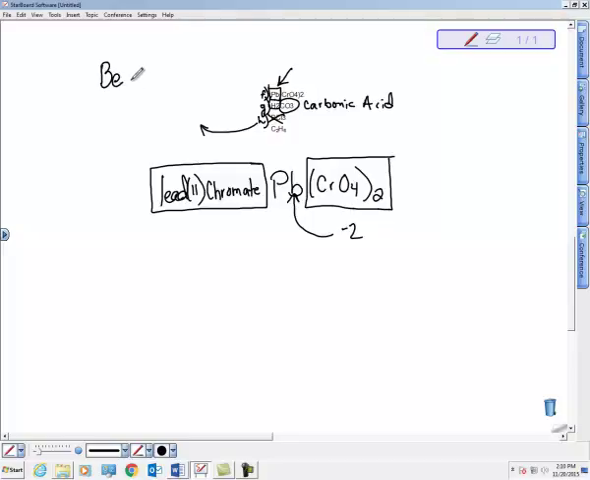Let's do BeCl2. Be is a metal. Now, B was a metalloid. That's why I don't like that question. I would never do that to you on your test. That's why it's a bad question.